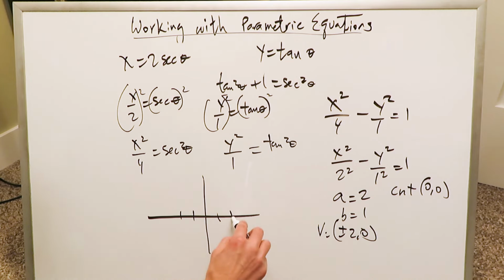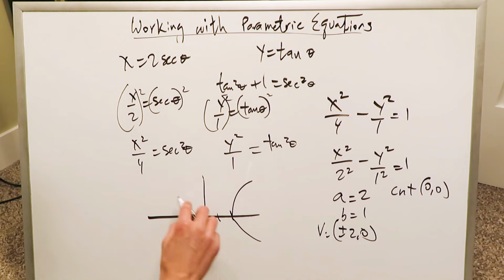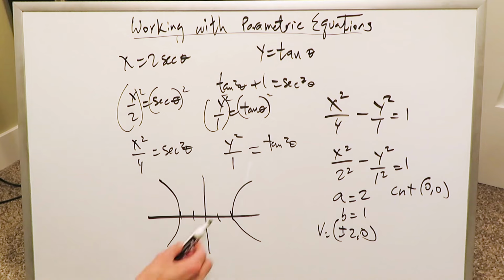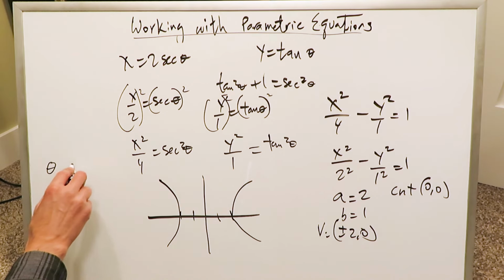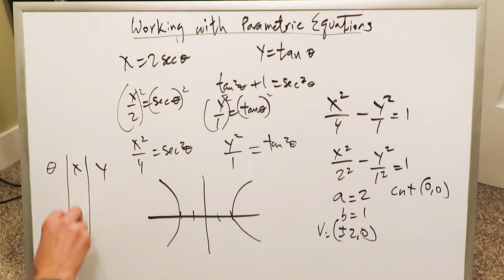We have vertices plus and minus 2, 0. It'll be like this. We're not going to be drawing the arrows because we have to determine the direction. Asymptotes would very likely be over here. But how can you determine the direction? You can do again a table of theta, x and y. Sometimes you don't even have to go into y. Just the theta and the x in terms of the direction is all you need.